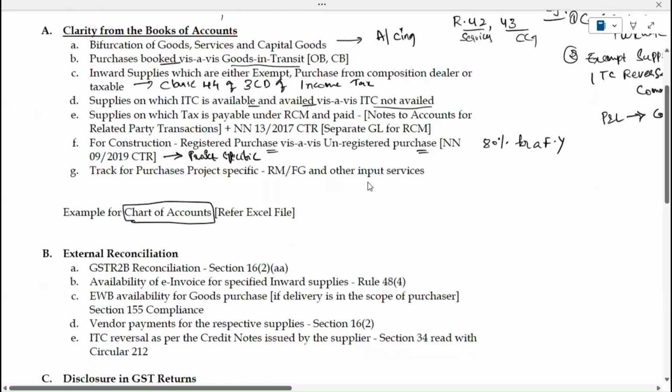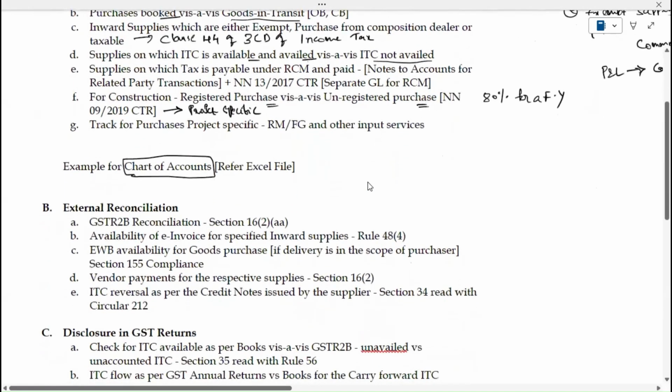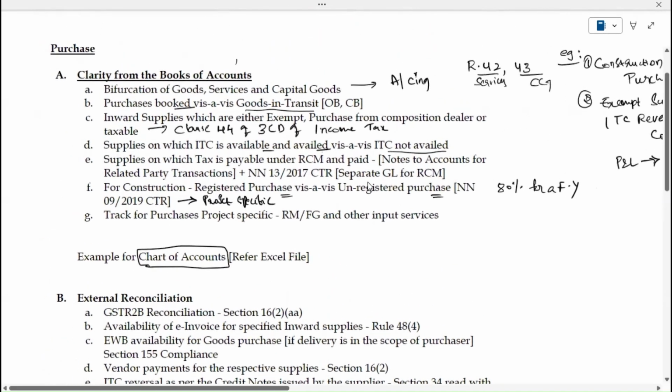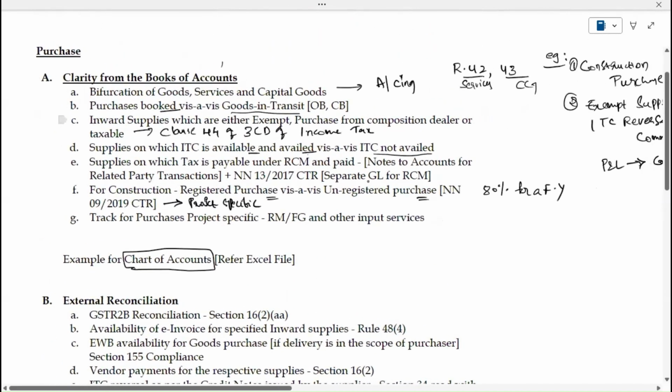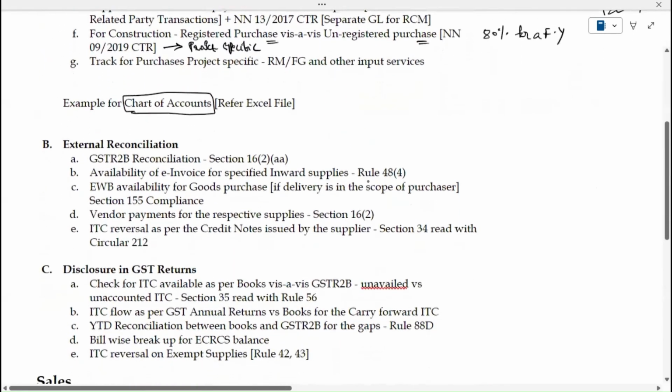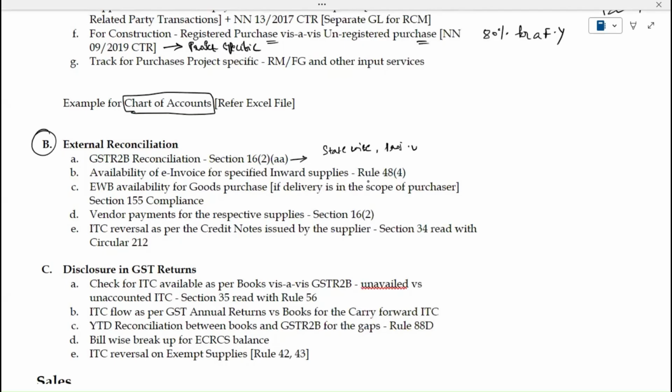Coming back, track for project specific raw material, finished goods, and other inputs. Now, these are the purchases we need to maintain from books of accounts. Then, external reconciliation based on the purchases from your books of accounts. What is the reconciliation I do? I do reconciliation with GSTR-2B, where I showed you the Excel. What is as per books, what is as per GSTR-2B. This particular reconciliation I have to do state-wise, then project-wise in case of a construction.